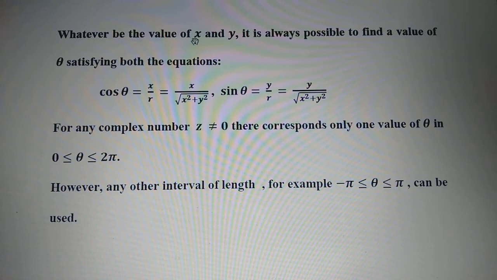Now whatever be the value of x and y, it is always possible to find a value of theta satisfying both the equations. Cos theta equals x by r and sin theta equals y by r. So it is always possible to find the value of theta satisfying these two equations. Similarly, for any complex number z which is not equal to 0, there corresponds only one value of theta lying between 0 to 2 pi.